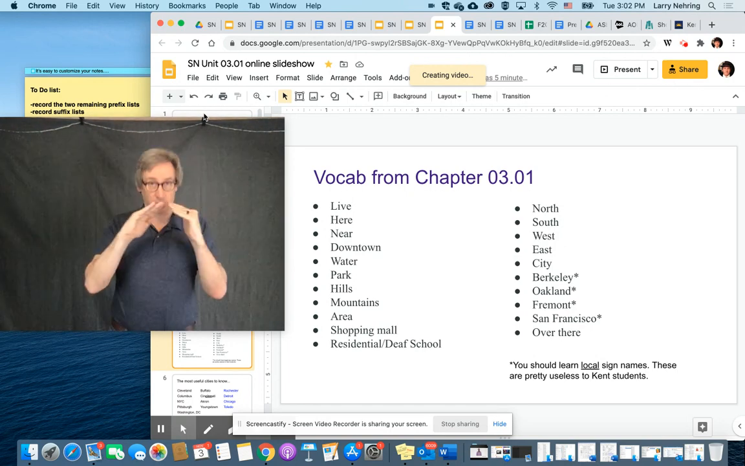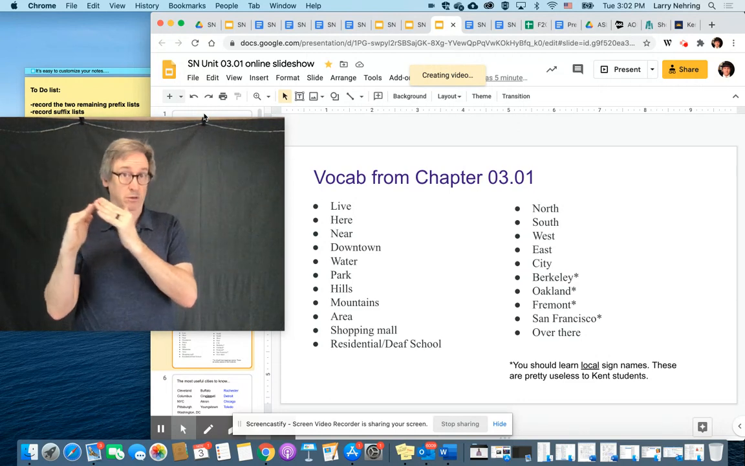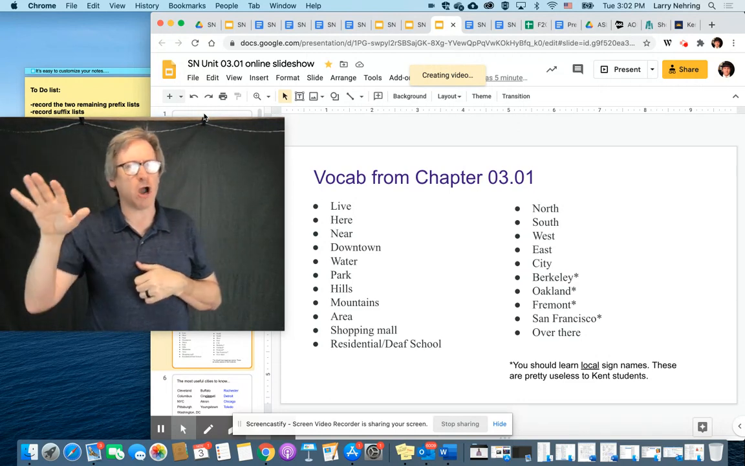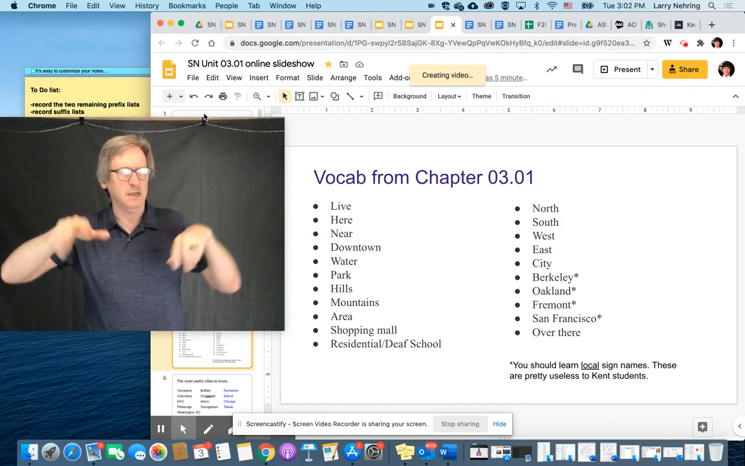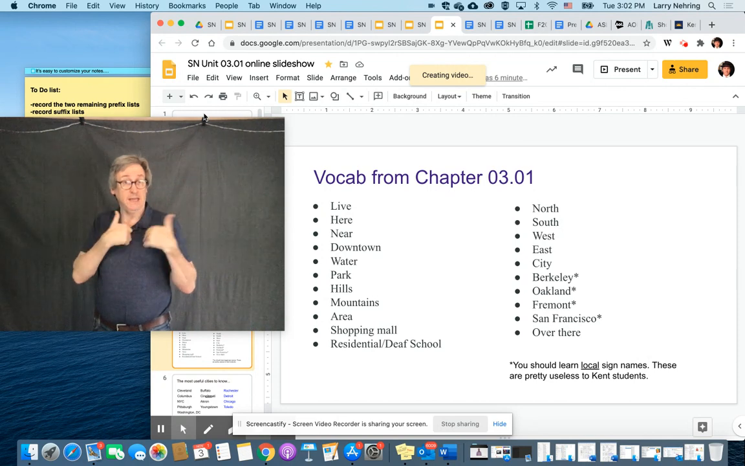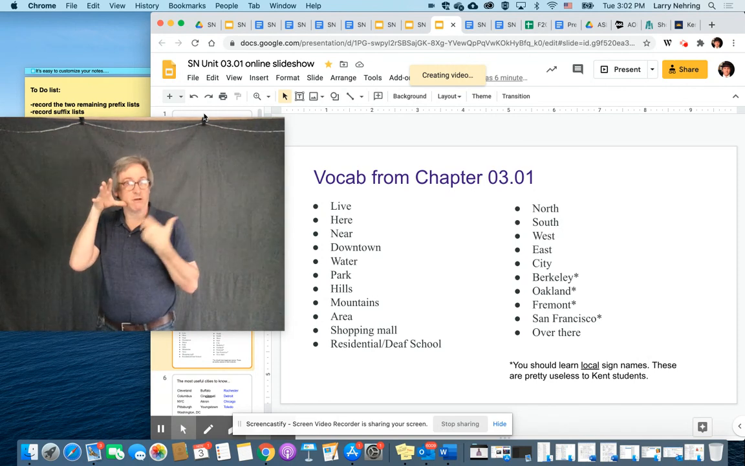So we use this for both city and downtown. So it's the city within the city. We'll talk about neighborhoods within a city. So you might live in the downtown area of Kent. You might live out in a farm area.